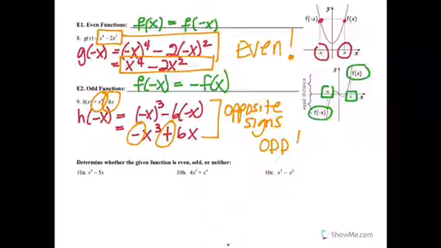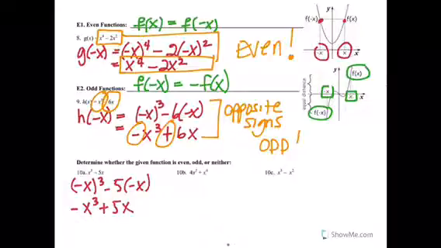Okay, so let's take a look at problems 10a through 10c and test to see if they're even or odd. Remember, the test is to plug in negative x. This becomes negative x cubed plus 5x. This went from positive to negative. This went from negative to positive. Because the signs changed for every term, this guy's odd.